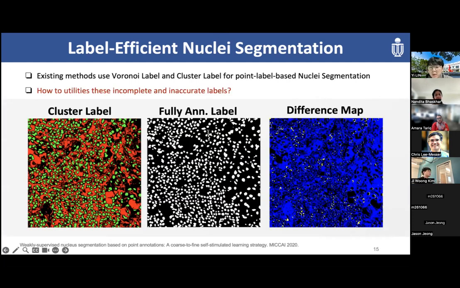However, the performance could suffer from incomplete and inaccurate coarse labels. There are three figures. The three figures show the cluster label, the fully annotated label, and the difference map between them. In the difference map, the yellow and blue colors denote the inaccurate and incomplete labels. As we can see, there exist huge gaps between the real labels and the labels generated from the point labels. So, how to utilize these incomplete and inaccurate labels?